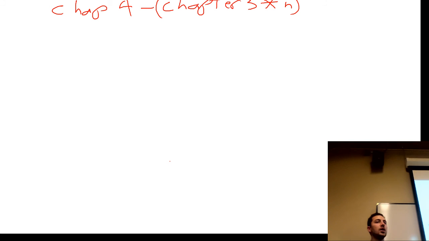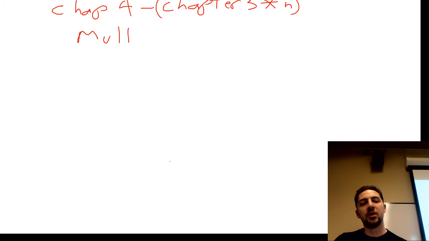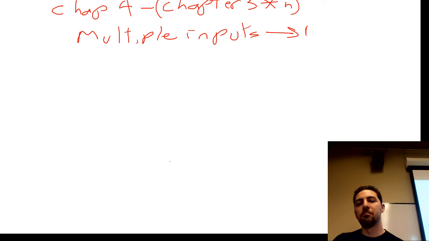Okay. Chapter 4 can be summed up as chapter 3 times n. We're just going to be doing more of chapter 3, more simplification, more K-maps. We could also say that it is multiple inputs leads to multiple outputs.